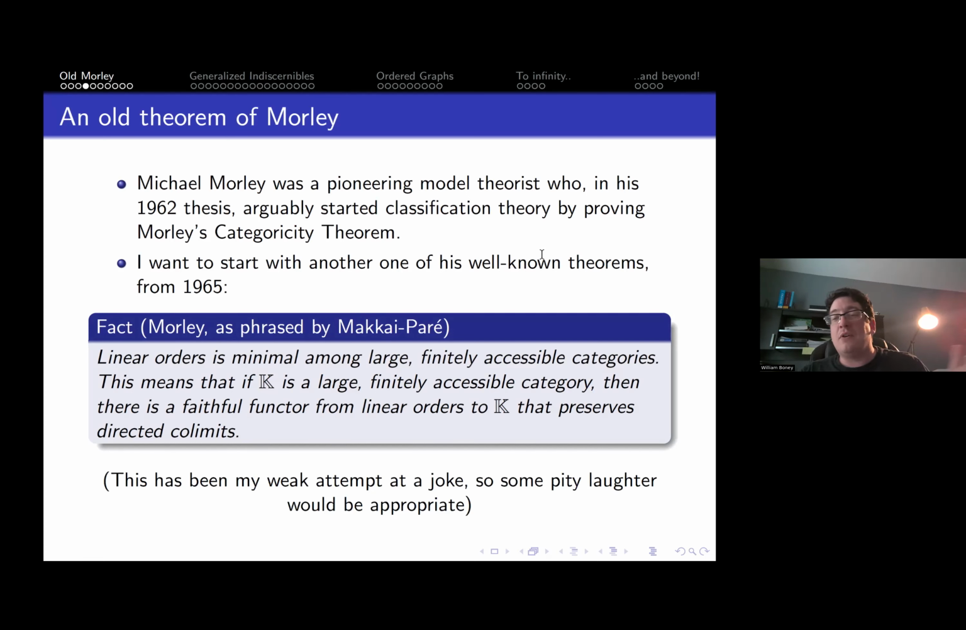Right, and as I said, this is a weak attempt at a joke. Pity laughter is always appropriate, not just here, but at any point throughout the talk. If you think I'm making a joke, it's okay to laugh a little bit.